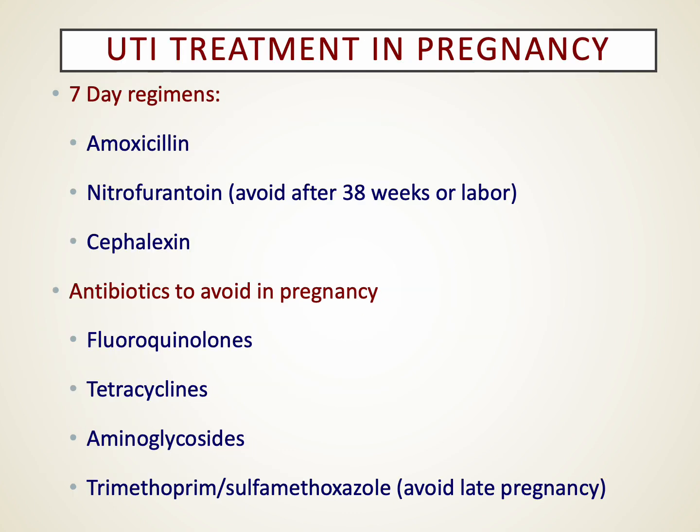And UTIs in patients who are pregnant, there are a number of regimens, and typically what's going to make the most sense is to use a beta-lactam, like either amoxicillin or cephalexin. And maybe nitrofurantoin if renal function is good, although we'll avoid that after week 38 or if a patient is close to or in potential labor. The things we want to avoid in pregnancy are those that we know are teratogenic or are problematic agents. And so those include the fluoroquinolones, the tetracyclines, Bactrim, particularly later in pregnancy, and the aminoglycosides.